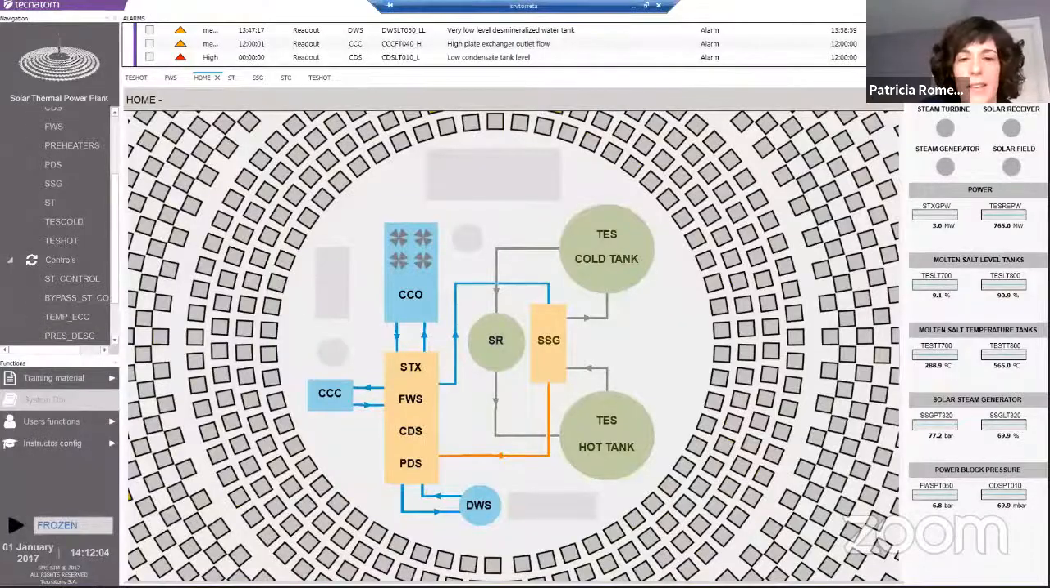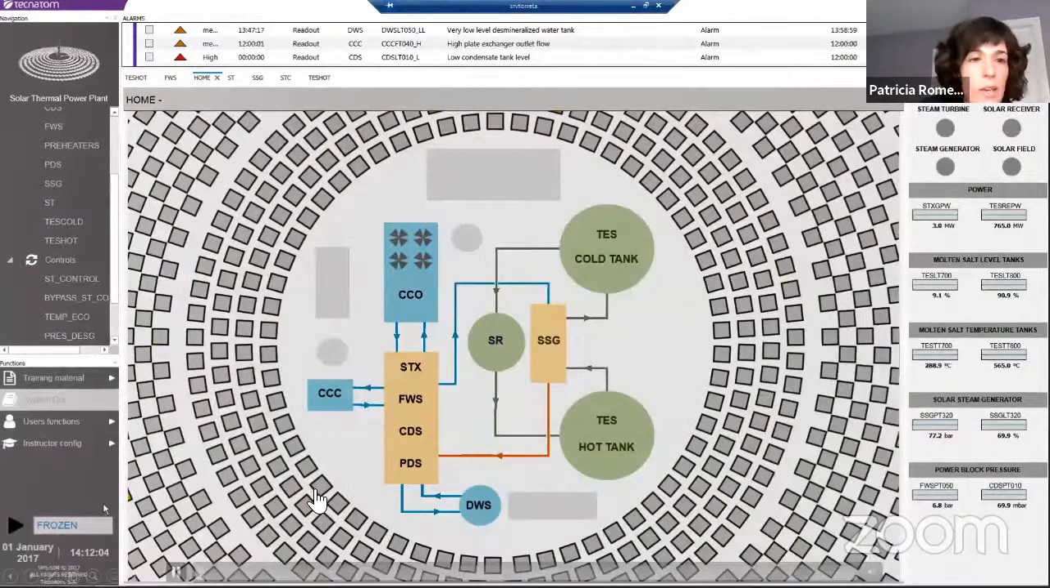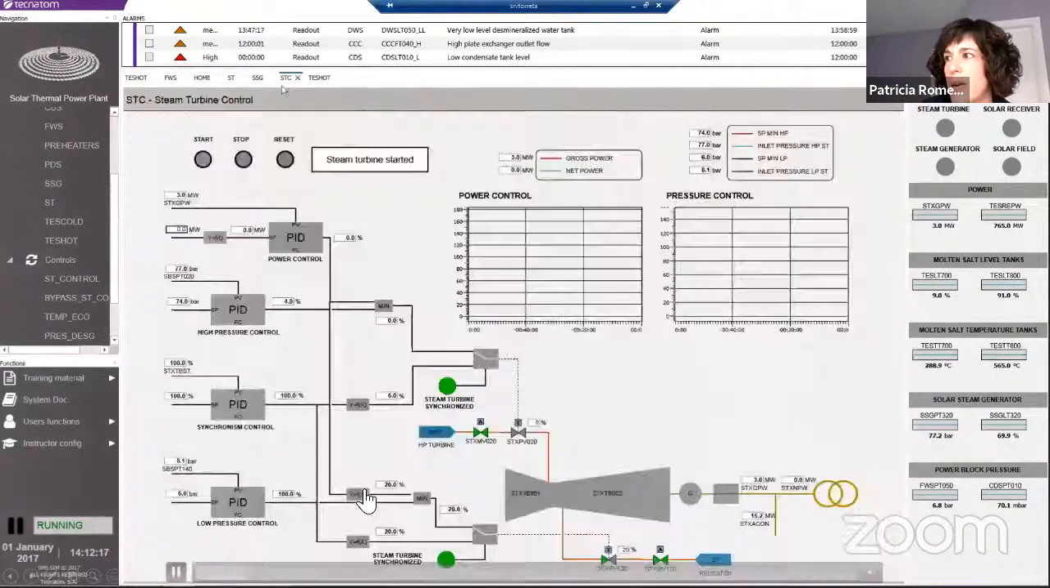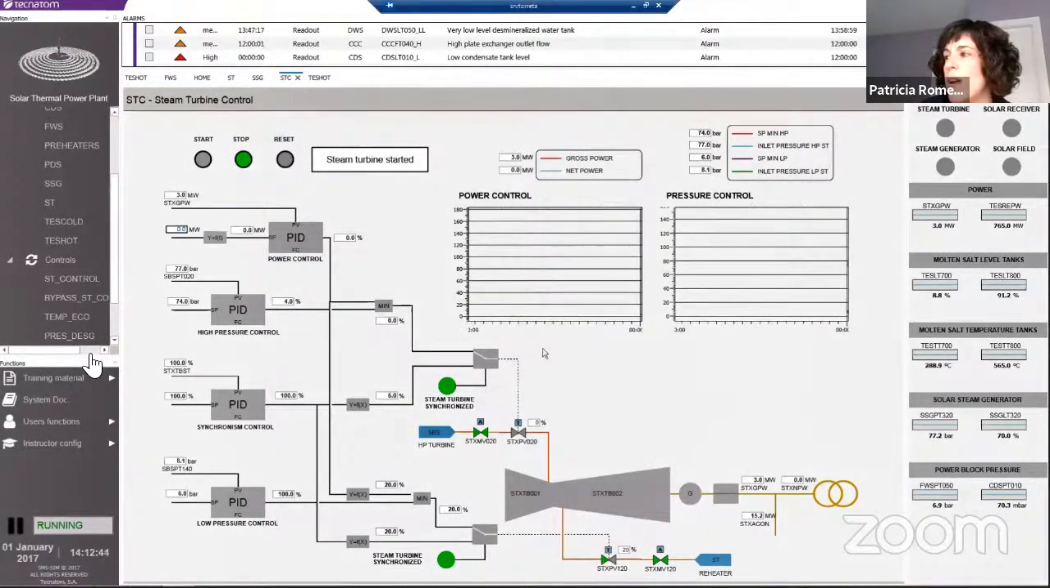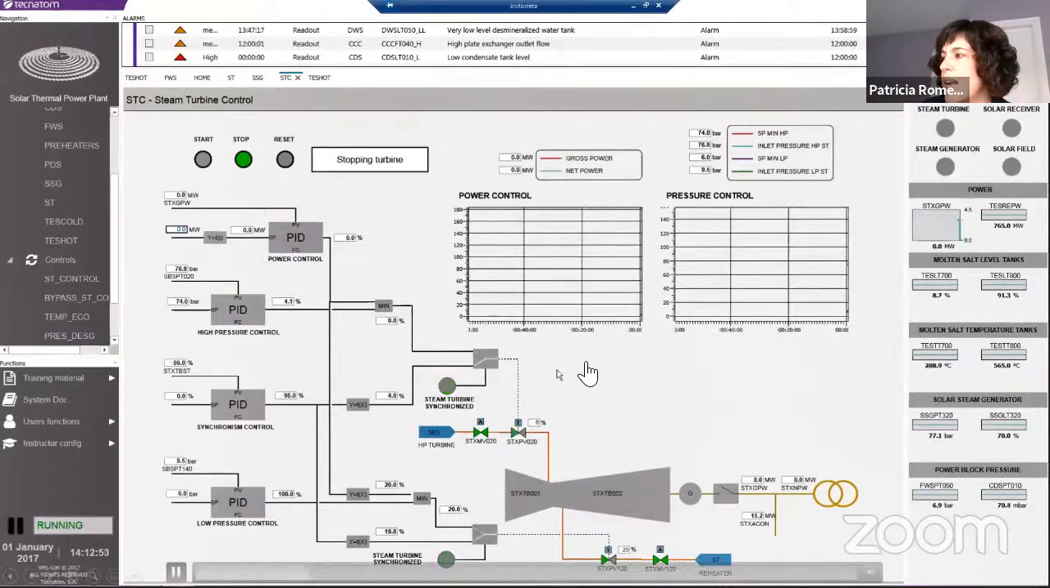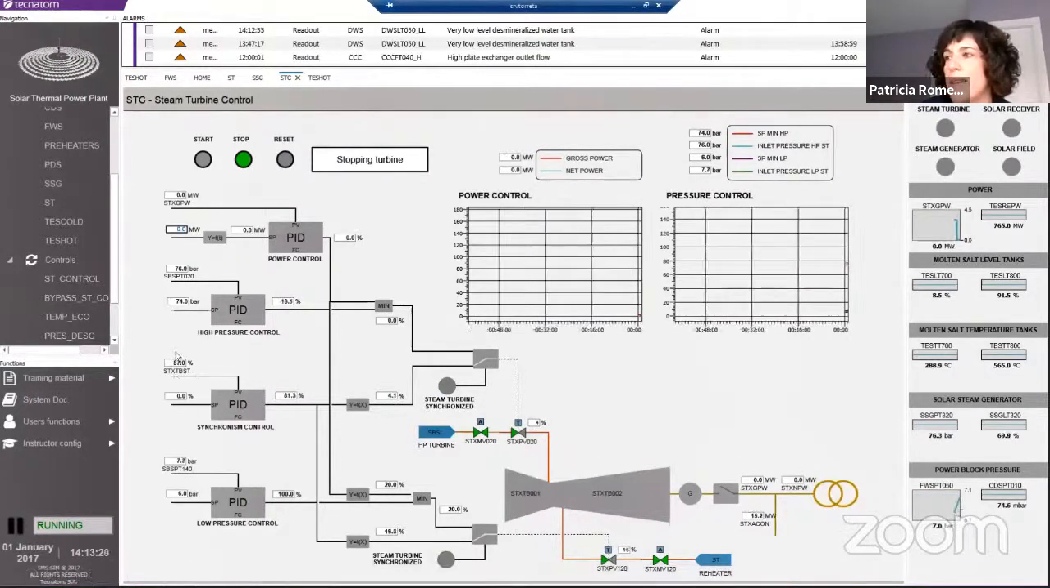And here you can see a generic simulator. Generic means that it's not a specific plant. Okay, it's our own simulator. Here we are disconnecting the plant from the grid. You can see how the generation switch is open, and you can see how the plant is evolving.